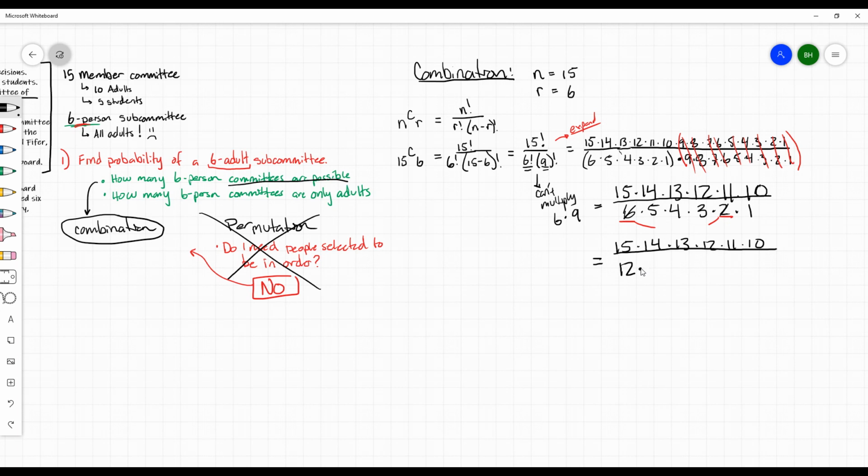Well, 5, I can multiply with any of these, but 5 and 3, I would get 15. So 5 and 3, I would get 15.